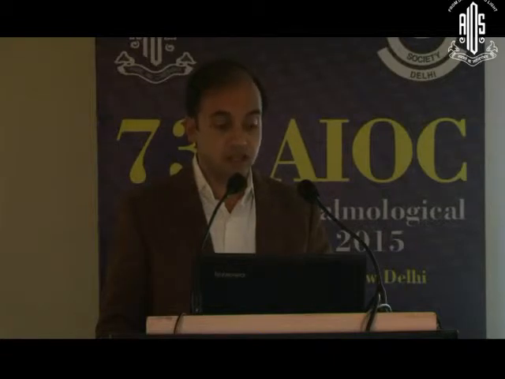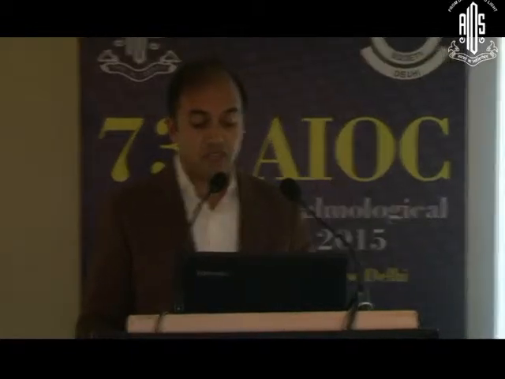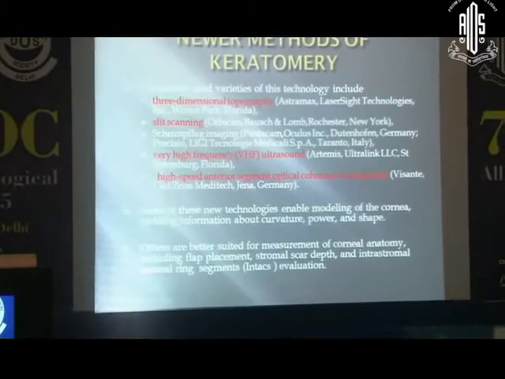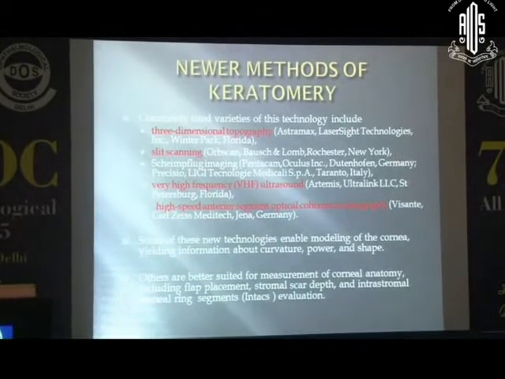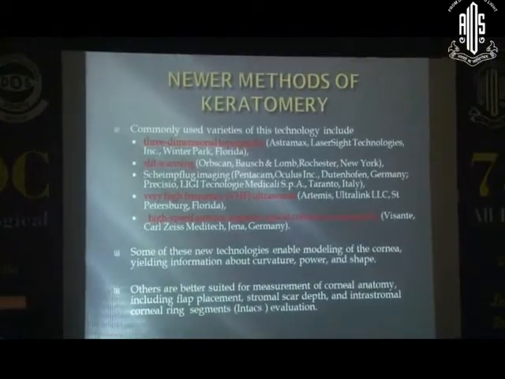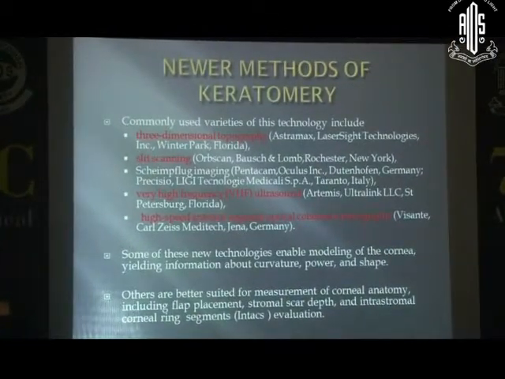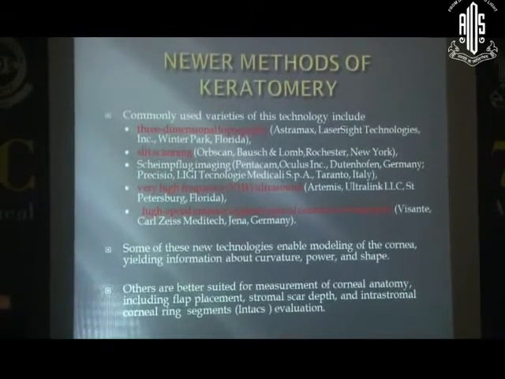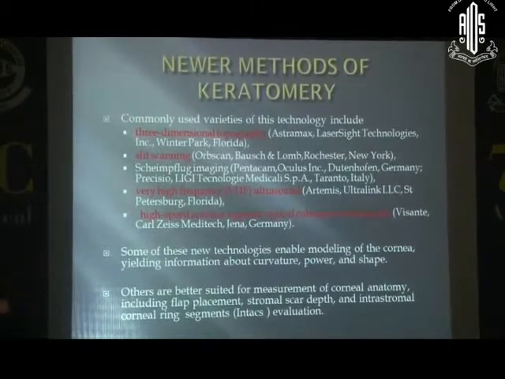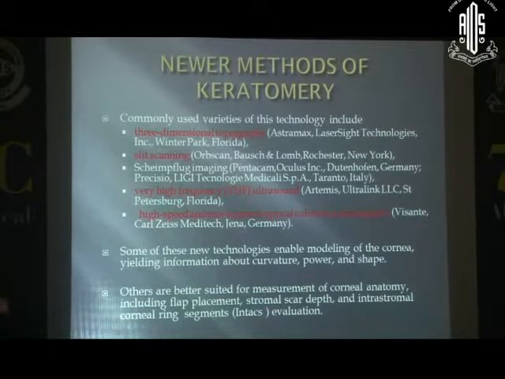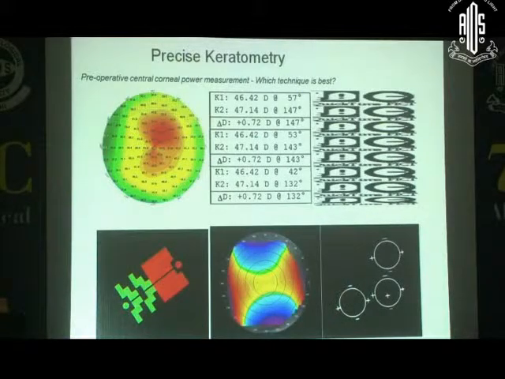There is a slit scanning technology. There is a very high frequency ultrasonic technology, and there is a high-speed anterior segment OCT technology. All of them have their advantages and disadvantages. Mainly, they measure the curvature, power, and shape. Others are better suited for measuring the corneal anatomy, including flap placement, stromal scar depth, and intrastromal ring segment placement. So, depending upon what you want out of your examination, you can use different instruments.